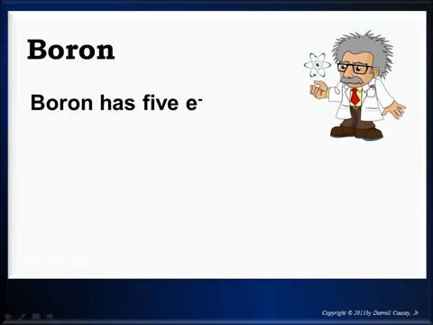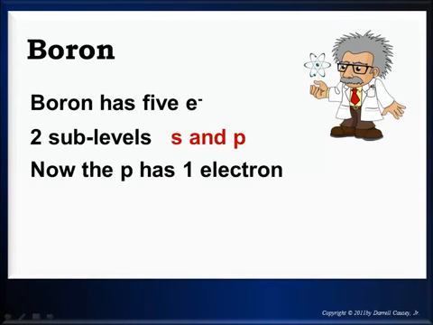Let's distribute boron's electrons. N equals 2 still. And so we're going to have 2 sublevels. That would be S and P. Now the P has 1 electron. And we have 1s2, 2s2, and 2p1. And you can continue that on using something like the electron orbital diagram that I had in the beginning of this lesson. You can continue distributing the electrons one by one as you go through the sublevels.